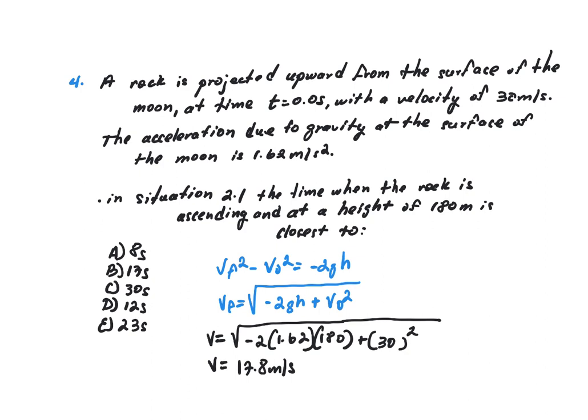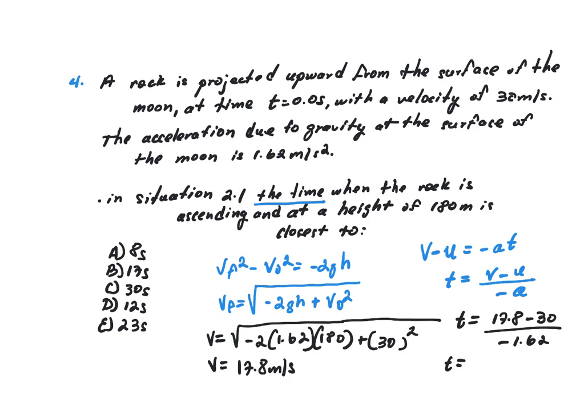So the second part of the formula that we're going to be using is final velocity minus initial velocity is negative acceleration times time. And this question is asking us for time, so we're going to isolate time by dividing by the acceleration. So final minus initial over negative acceleration. So t equals 17.8, the initial was 30, and the acceleration was 1.62. So our time, when we plug it in, will be 7.52.